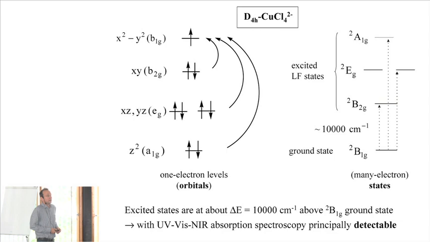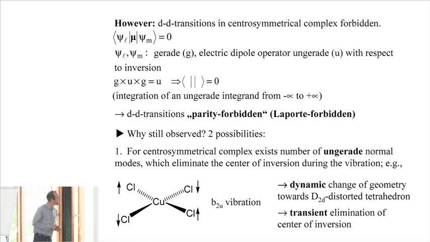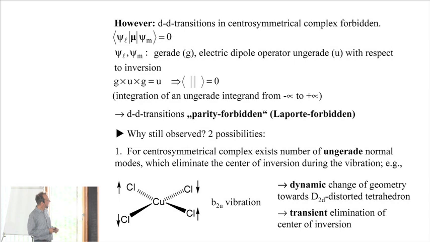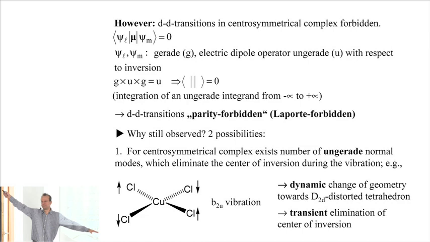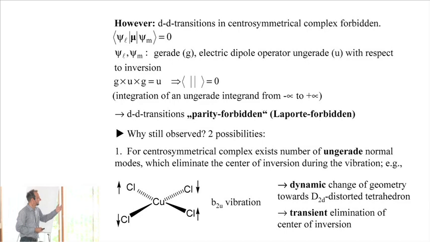However, d-d transitions in centrosymmetric complexes are forbidden, so the electric dipole matrix element is zero. The simplest explanation is that the ground state is gerade with respect to inversion, the excited state is gerade, and the electric dipole operator is ungerade. So we have g times u times g, which gives u, and the matrix element is zero. You integrate an ungerade function from minus infinity to plus infinity, and you get two contributions which exactly cancel. One says these transitions are parity forbidden or Laporte forbidden.